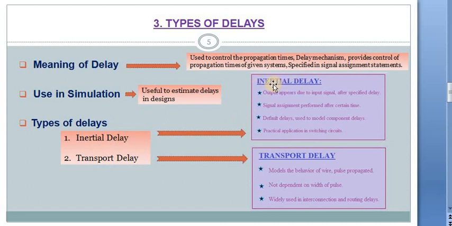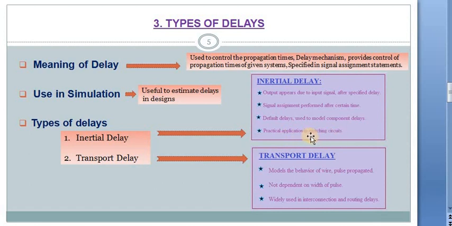First of all, what is inertial delay? The inertial delay is that delay where the output appears due to the input signal after the specified delay. So in VHDL, there is a possibility to perform a signal assignment after a certain amount of specified time. Also, it must be noted that these are default delays, and also these are used to model the component delays. And also it is practically observed that inertial delay models are mostly found in switching circuits.